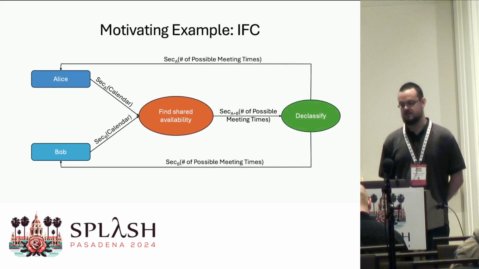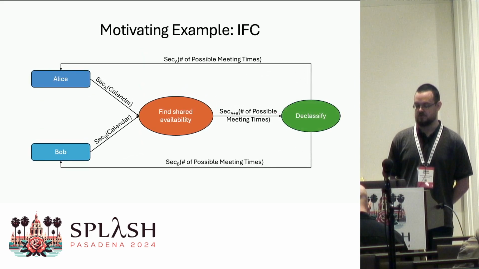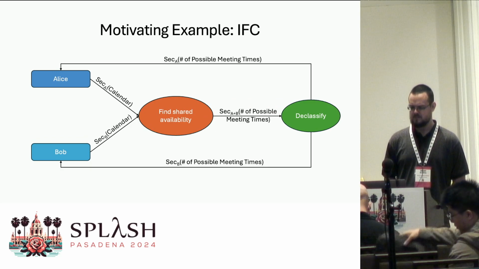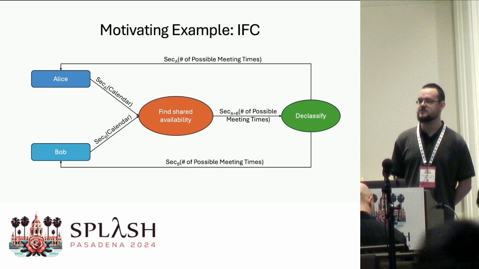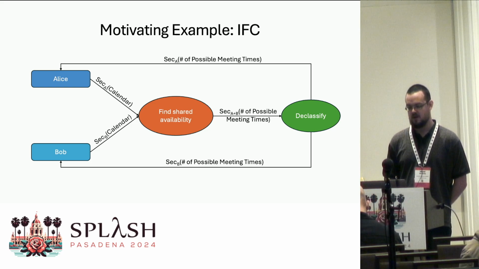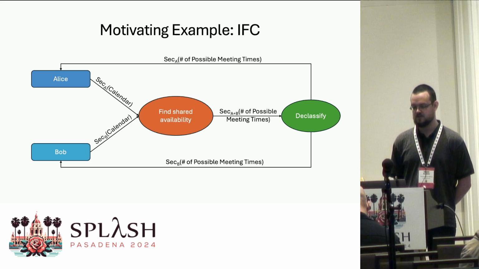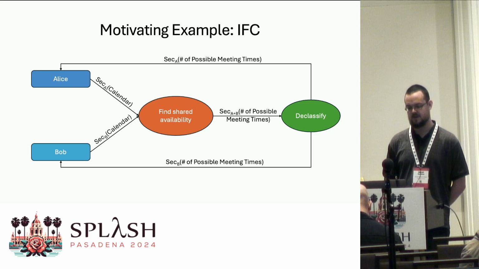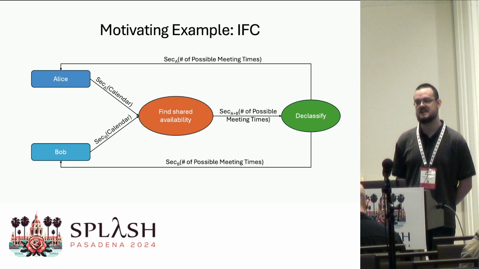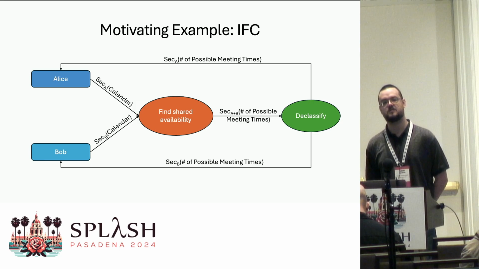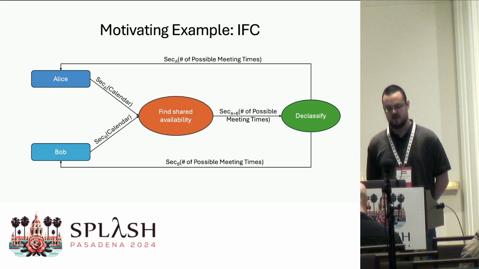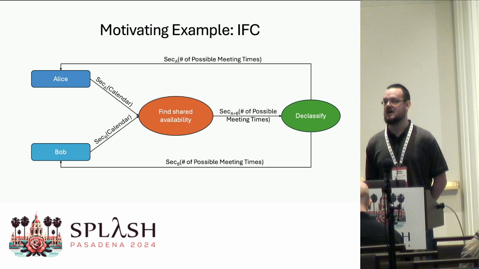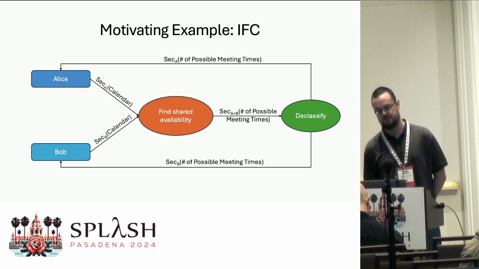An alternative is information flow control, or IFC for short. In information flow control, each piece of data is labeled with a specific level of secrecy. So in this case, you can see Alice's calendar is marked sec A. In other words, it is marked as secret to Alice. Only Alice should be able to read her calendar. Similarly, Bob's calendar is marked sec B. It's secret to Bob. Only Bob should be able to read his calendar.